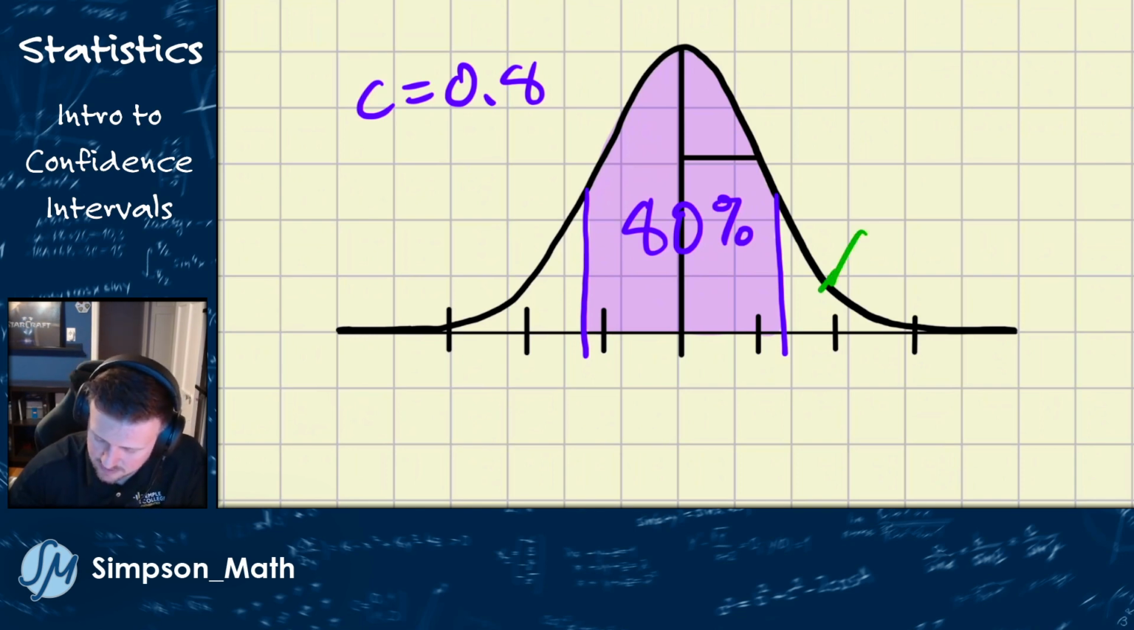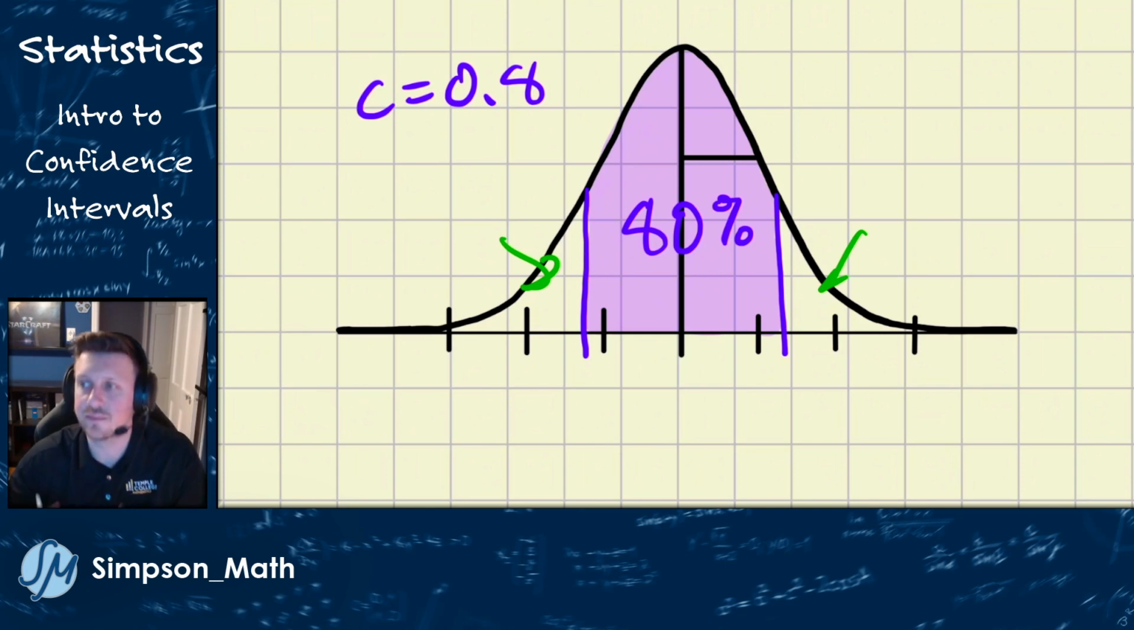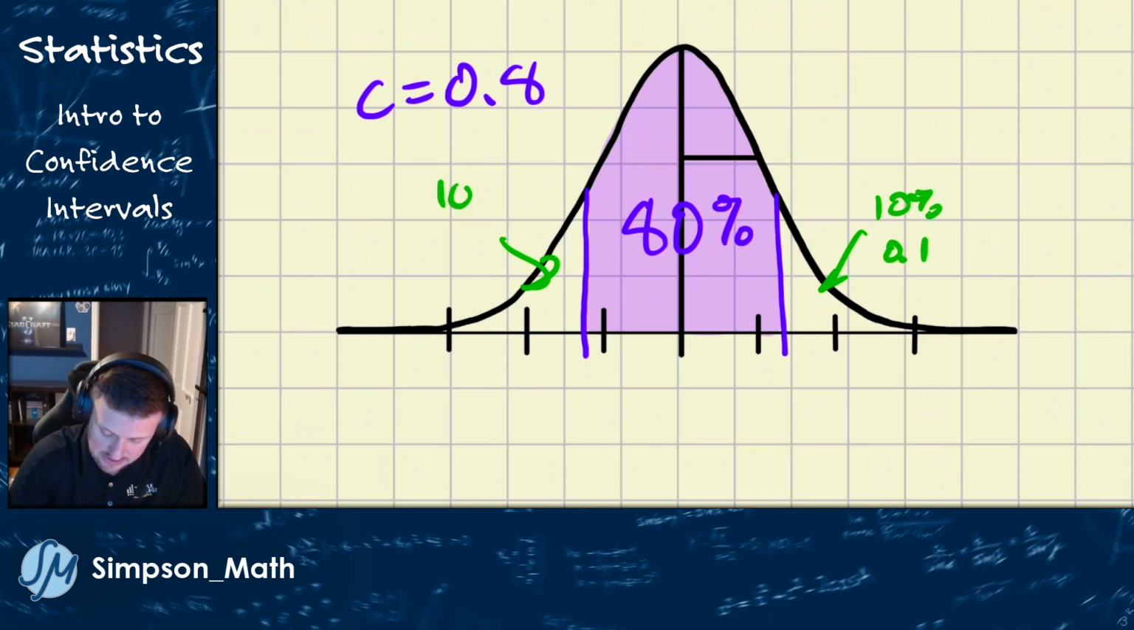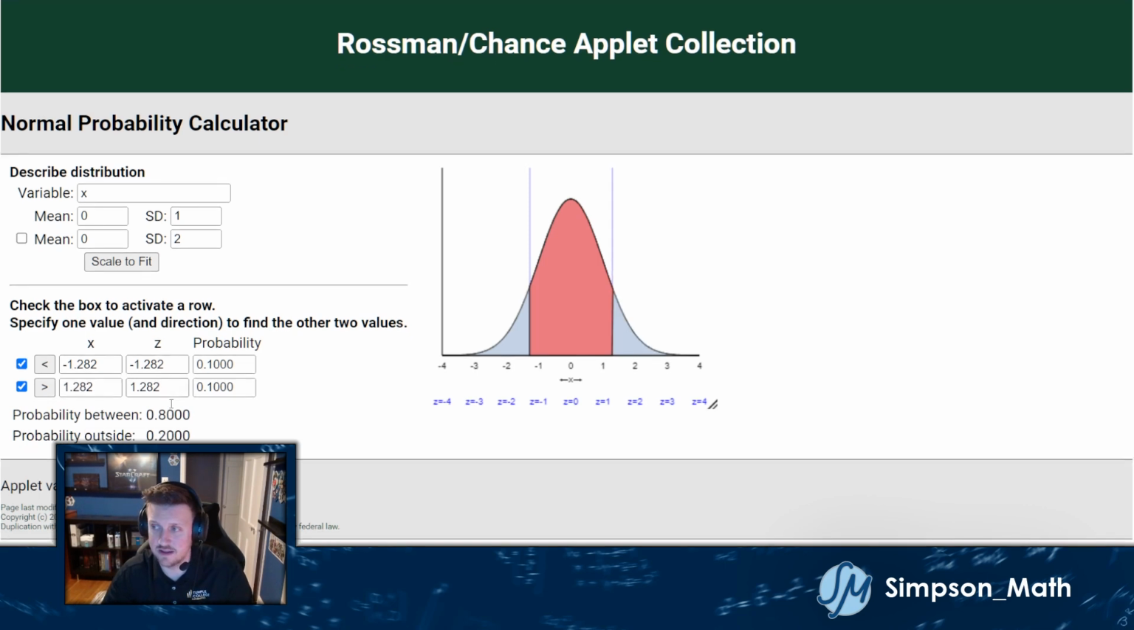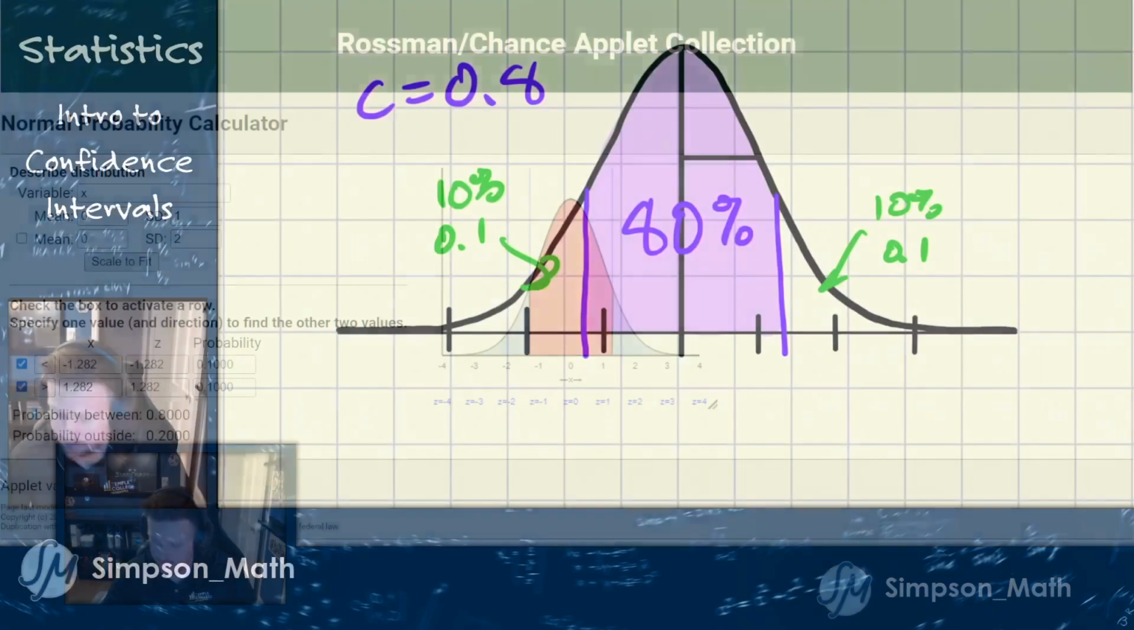All right, so what are these percentages? If everything is 100, 100 minus 80 is 20. Cut that in half, and we have 10% or 0.1 in each of these. So let's go to our applet, put 0.1 in each of those, and double check that we have 80% in the middle right here. So we're at 1.282.